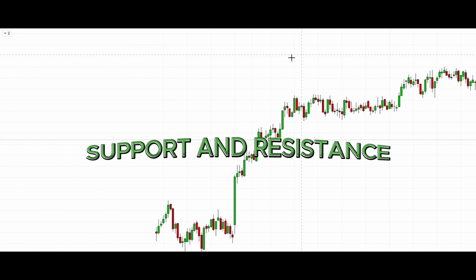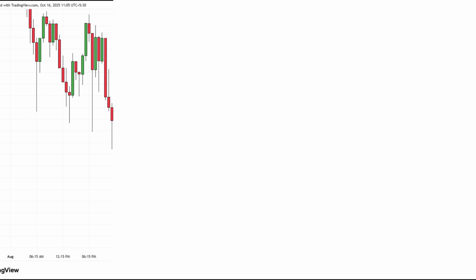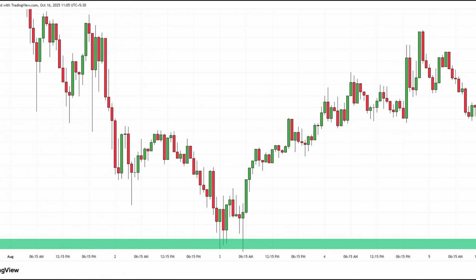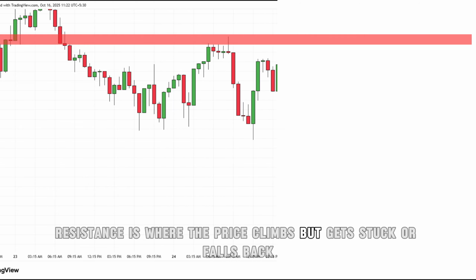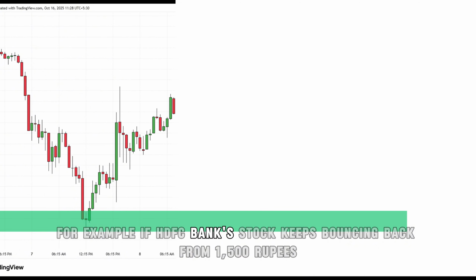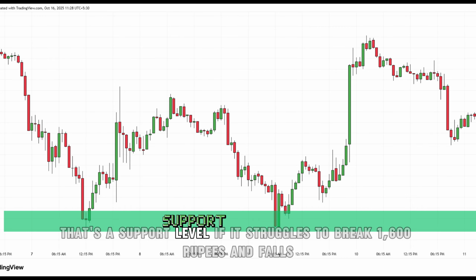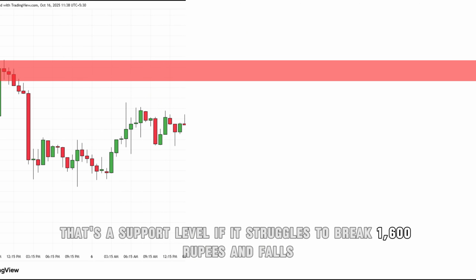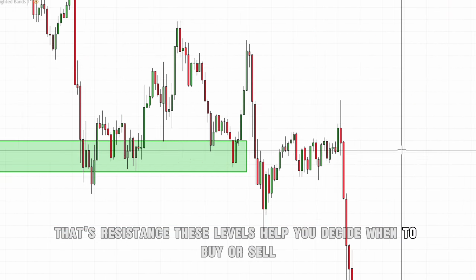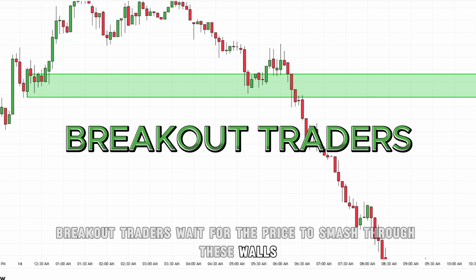Support and resistance. Support and resistance are like the market's invisible walls. Support is a level where the price dips but bounces back up, like a trampoline. Resistance is where the price climbs but gets stuck or falls back. For example, if HDFC Bank's stock keeps bouncing back from 1,500 rupees, that's a support level. If it struggles to break 1,600 rupees and falls, that's resistance. These levels help you decide when to buy or sell. Breakout traders wait for the price to smash through these walls.